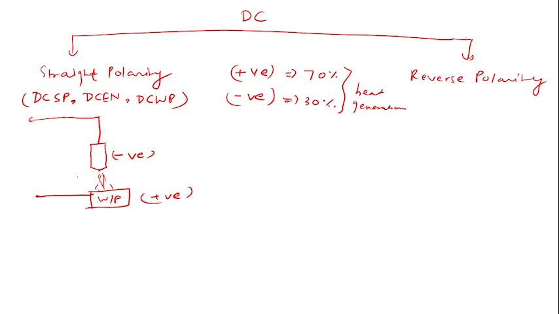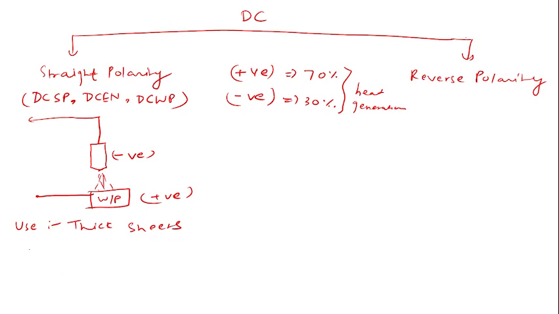Okay. So from here we can decide the application for the straight polarity. This will be used for thick sheets. Suppose your workpiece is very thick, so you can use straight polarity to join thick sheets.